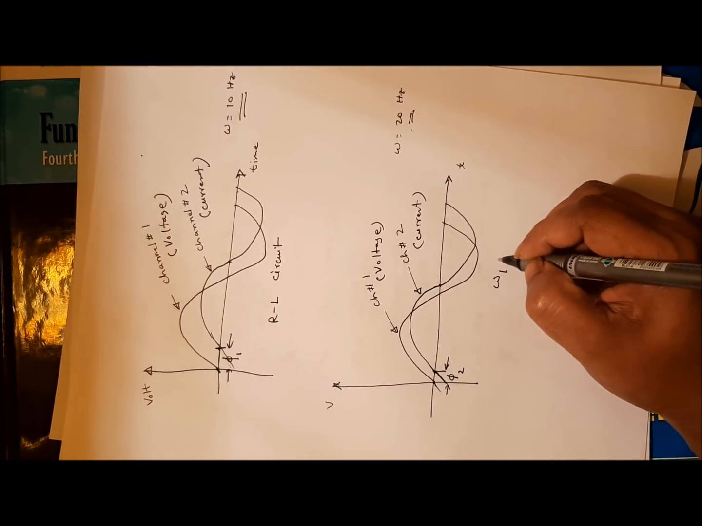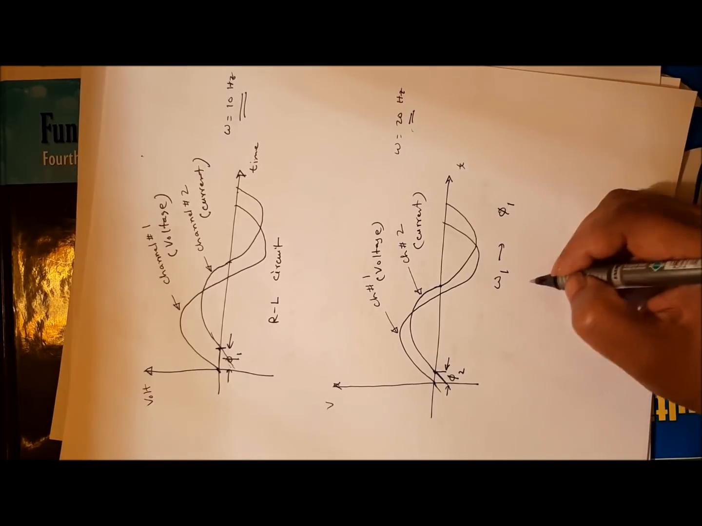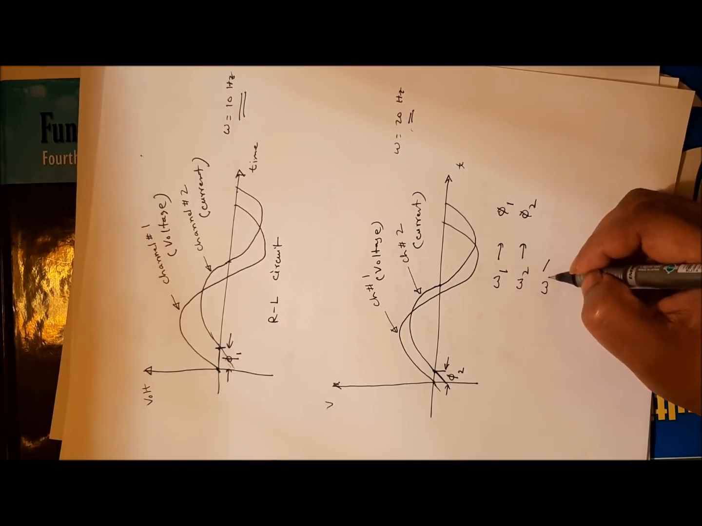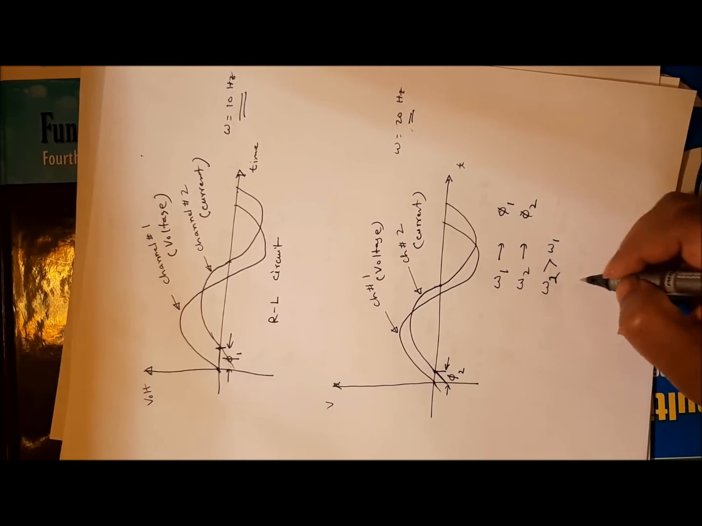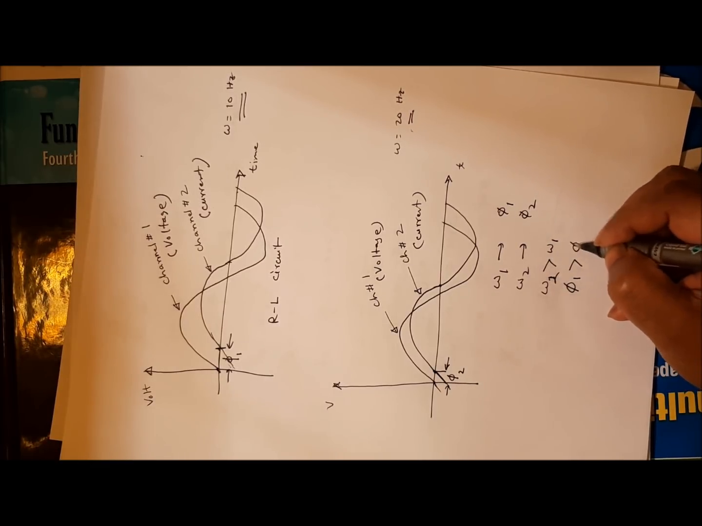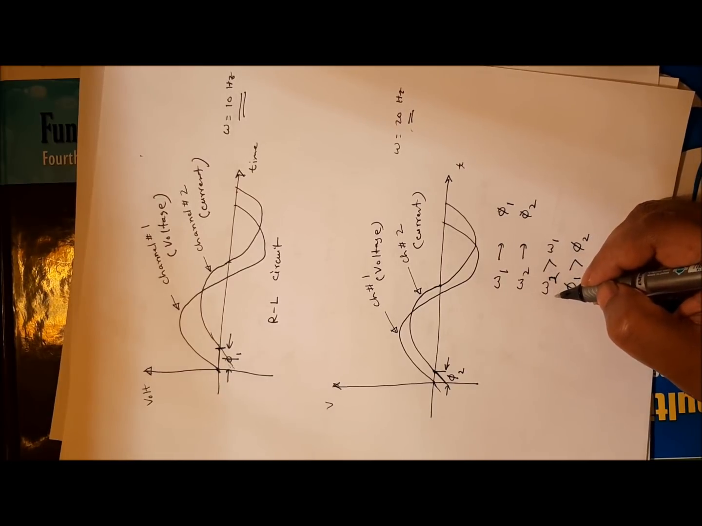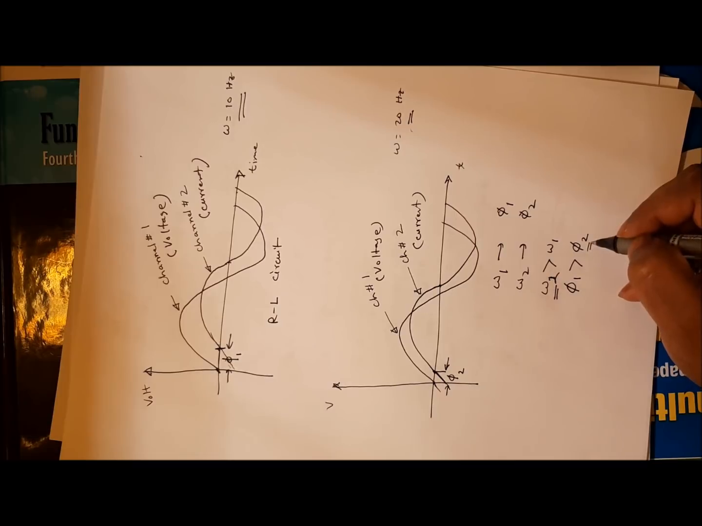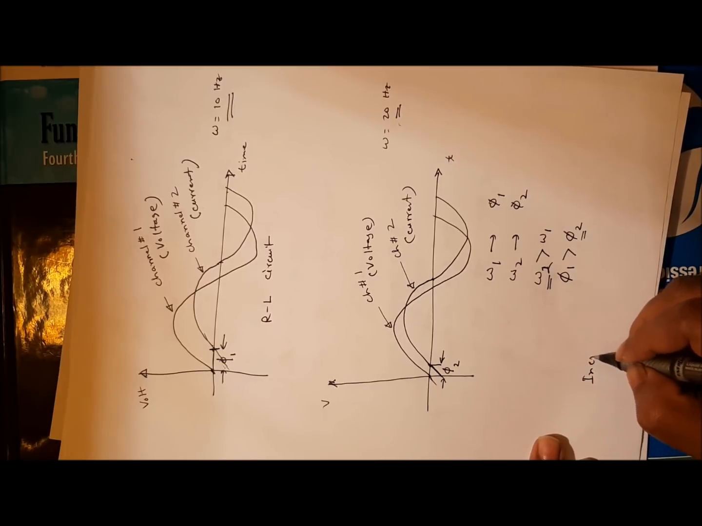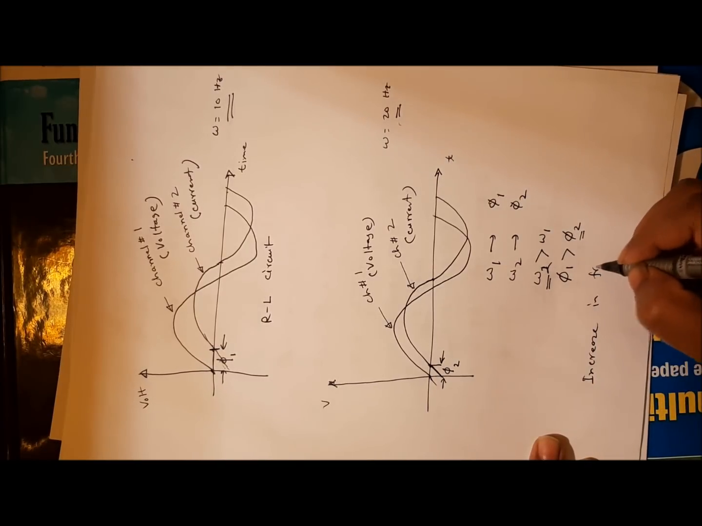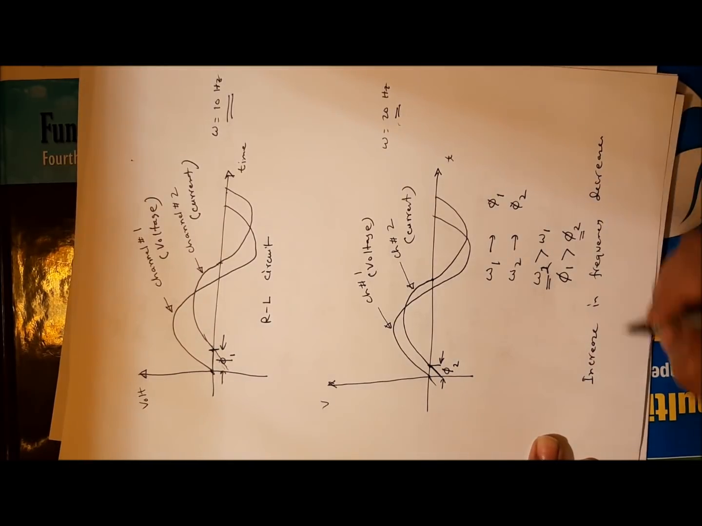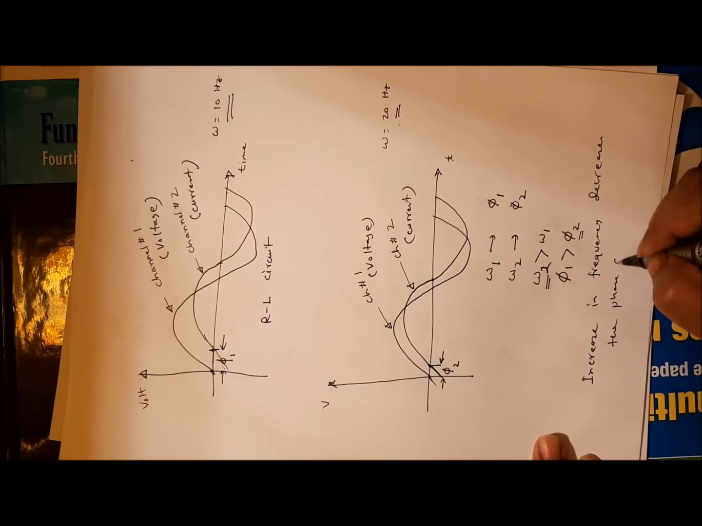This is 1, this is 2. So omega 1 gives phi 1, omega 2 gives phi 2. Omega 2 is higher than omega 1, but phi 1 is higher than phi 2. That means if you increase the frequency, the angle decreases. So an increase in frequency decreases the phase difference.